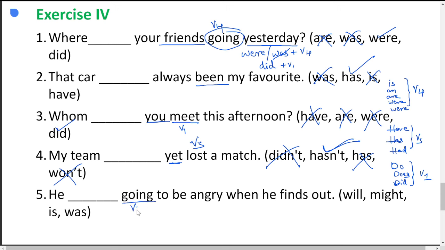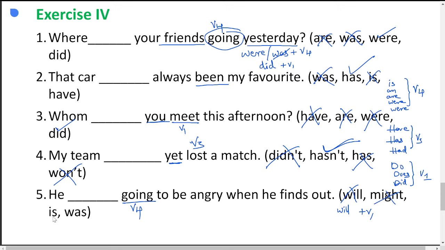Next, he dash going. Going is the keyword. What is going here? V4. What can be used here? Is plus V4, was plus V4. Okay, so these two can be used technically. Next, will is followed by will, would. All modal verbs are there, right? All modal verbs are followed by only V1. Okay, so will plus V1, might plus V1. But here what is given? V4 is given. We cannot use will, we cannot use might. Eliminate two of them. Now is and was, only two are there.